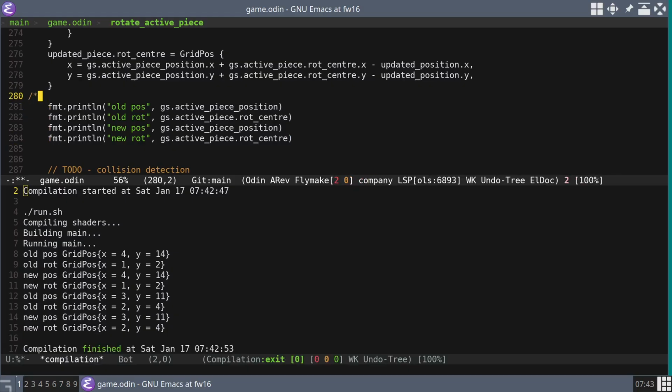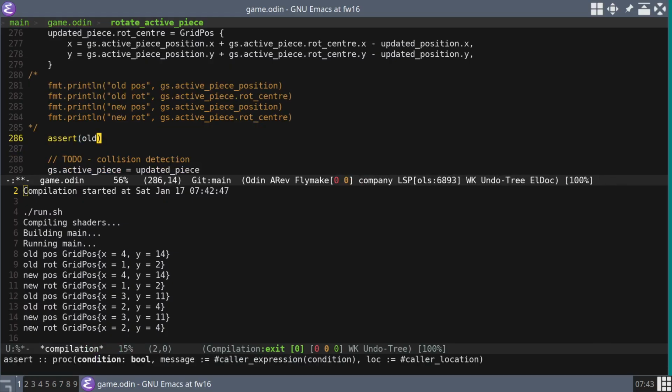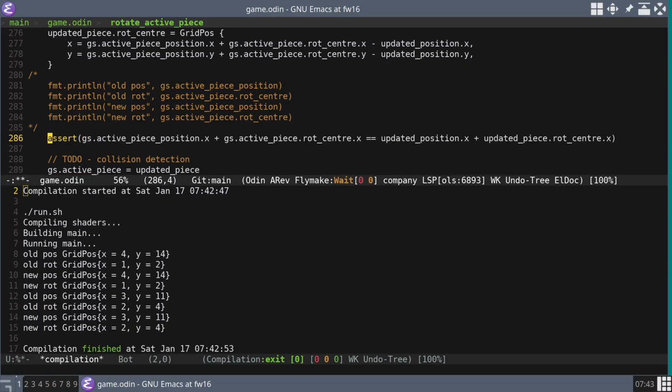You know what might be more useful is if I comment that out. I instead say assert that old game state active piece position dot x plus game state active piece dot rot center dot x should be equal to updated piece updated position plus updated piece rot center x, and similarly for y.